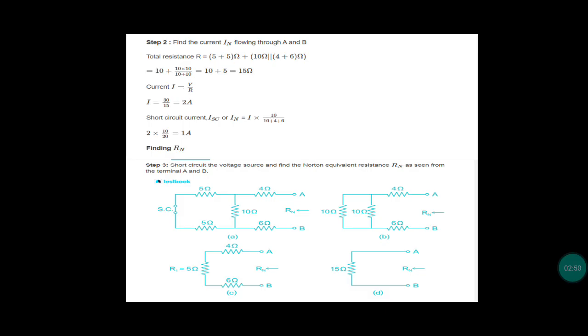After that, we have to find the total resistance of the circuit. For that, the first step is to remove the sources. If it is a voltage source, we short circuit it. If it is a current source, we open circuit the terminals. So we find the total resistance. In this problem, the total resistance is 15 ohms.